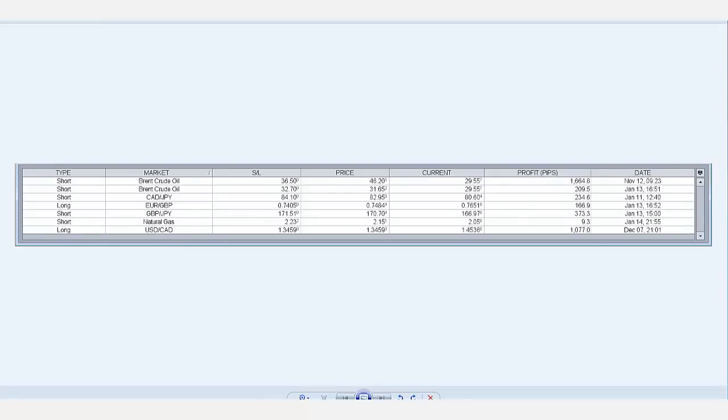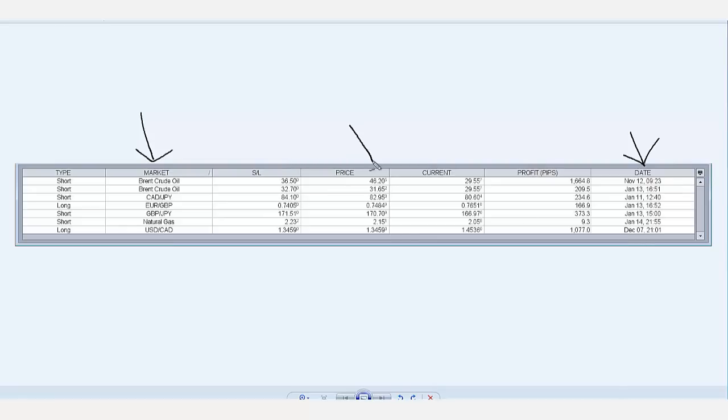Okay, so first up, I just want to run through quickly and share with you the positions that I currently have in the markets. These are the markets that I'm currently in: crude oil, Canadian yen, euro pound, pound yen, natural gas, dollar Canadian. And these are the dates that I entered my trades. Crude oil since November 12th, most of them in January, and the earliest is in December for dollar Canadian.